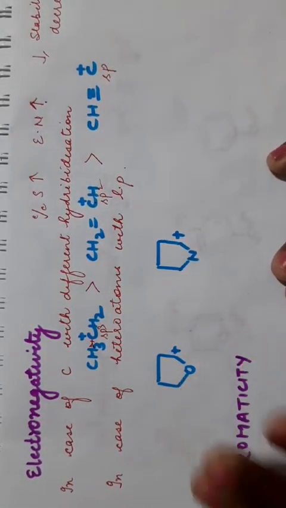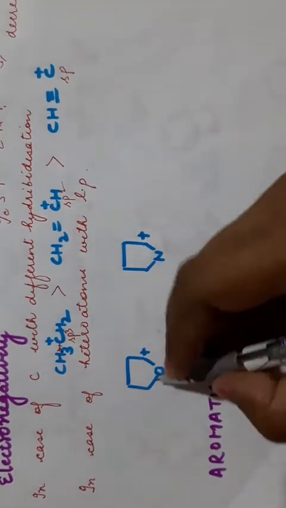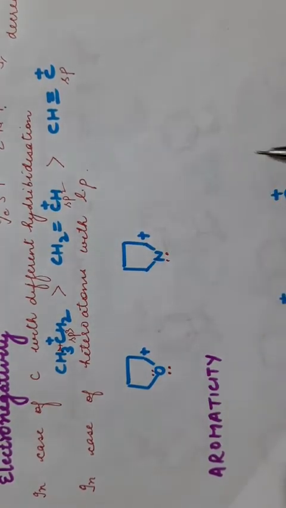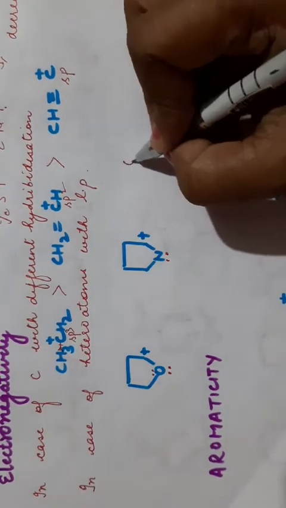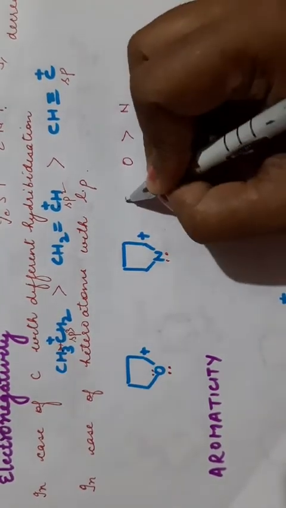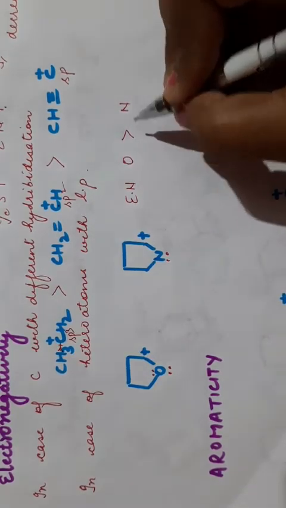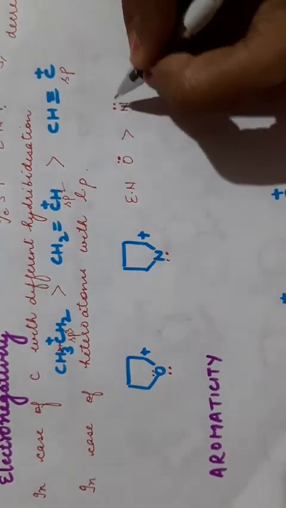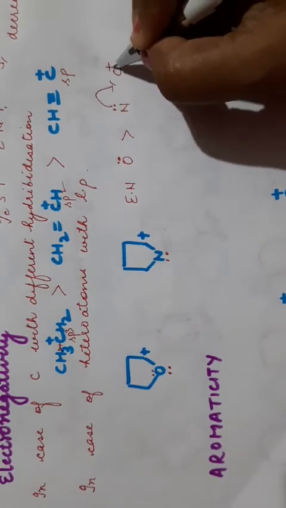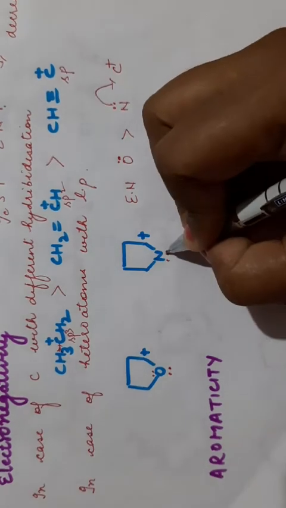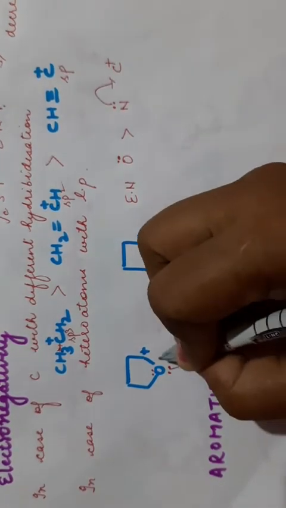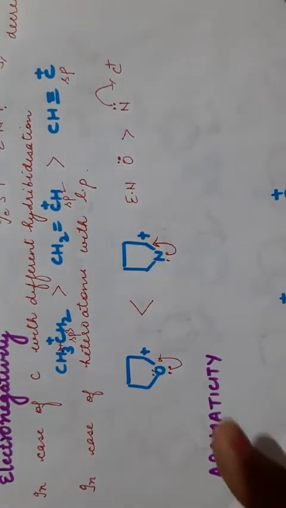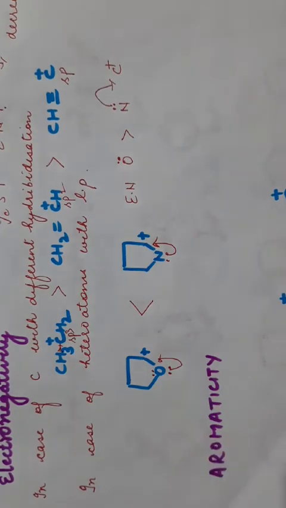Now in case of heteroatom with lone pair, if there are two atoms, we are taking oxygen and nitrogen here, they both have lone pair, but the electronegativity of oxygen is greater than nitrogen. That means oxygen will hold its electron pair more tightly as compared to nitrogen. That means nitrogen can easily give its electron pair to positively charged carbon. So here the donation will take place easily as compared to this. So this will be more stable as compared to this structure. So this was the fourth factor, that is electronegativity.